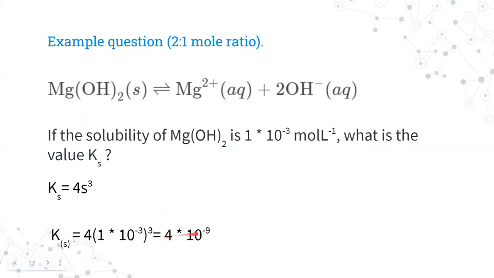Now, remember, for these type of questions, it's important to use the calculator correctly. It would be very easy for you to put this into the calculator wrong. Let's say you multiplied the 1 times 10 to the negative 3 by 4, and then you cubed it, that would give you a very different answer to 4 times 10 to the negative 9.